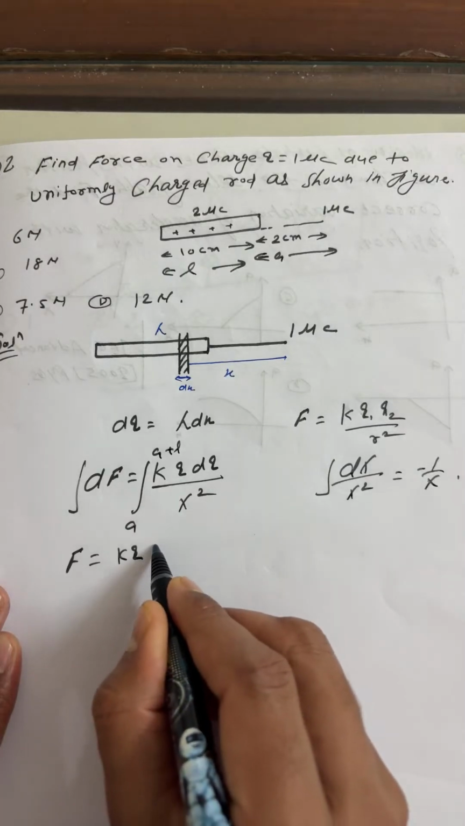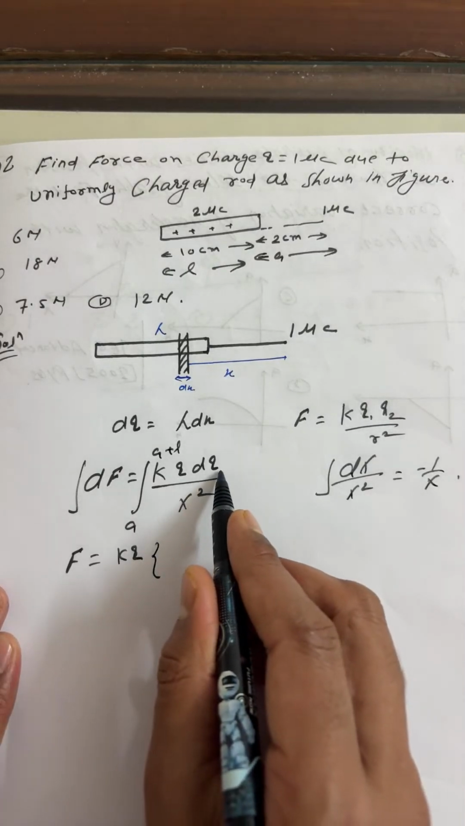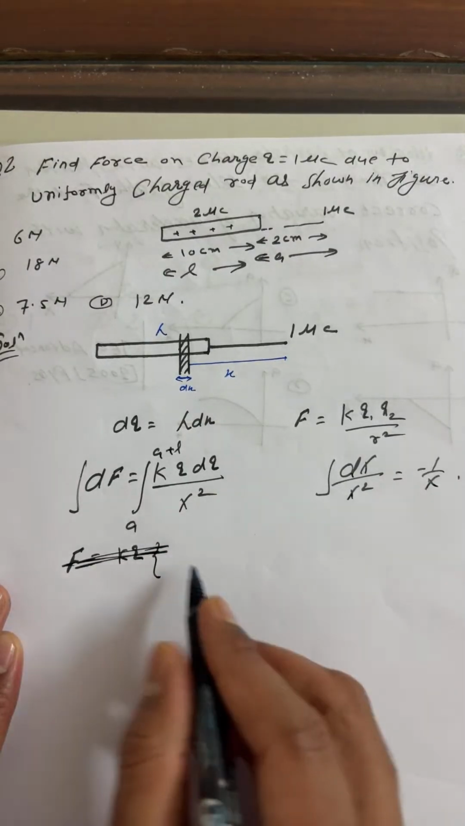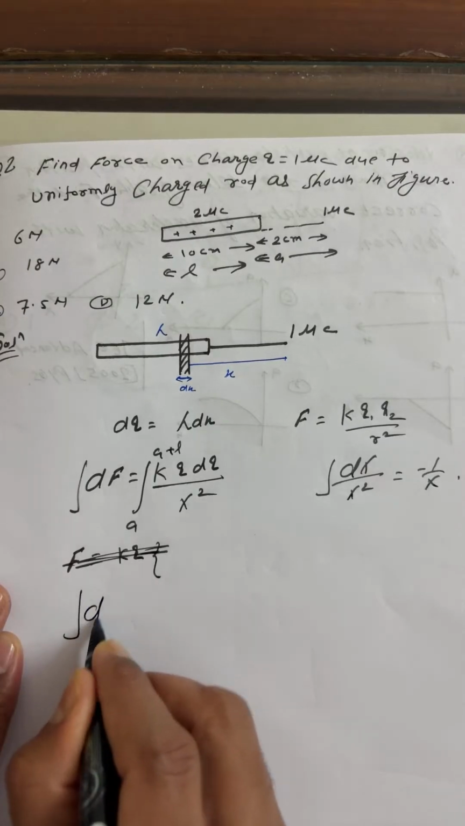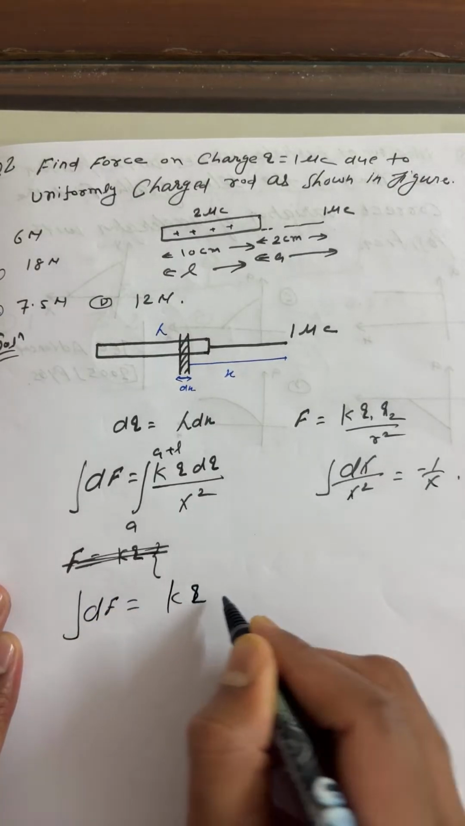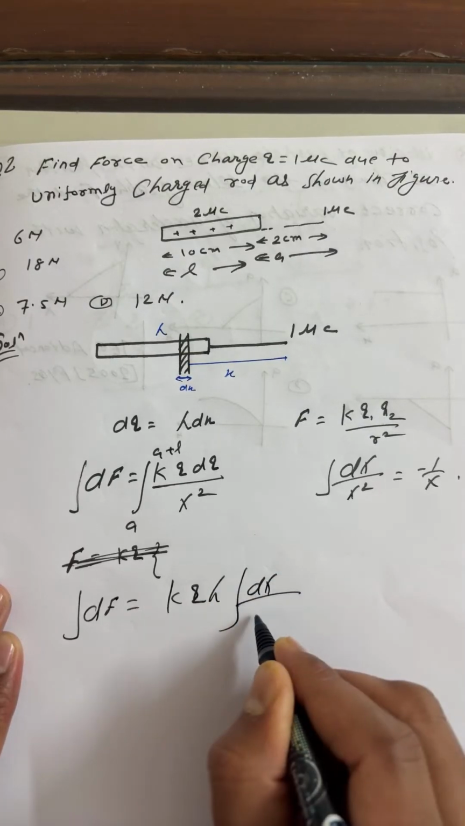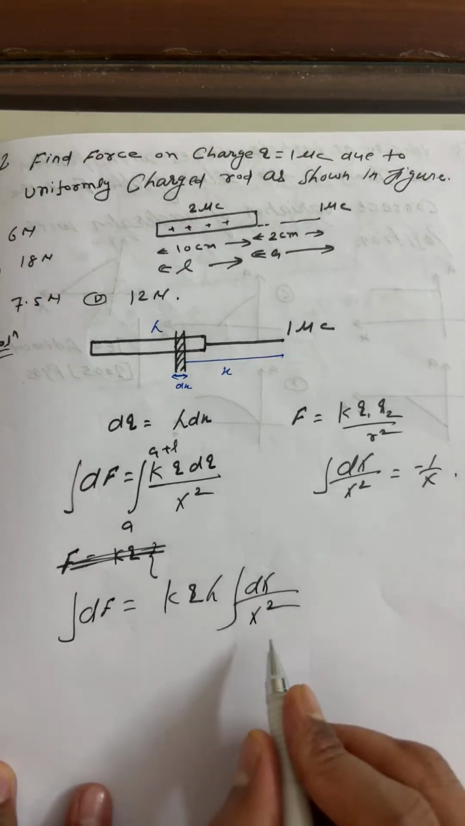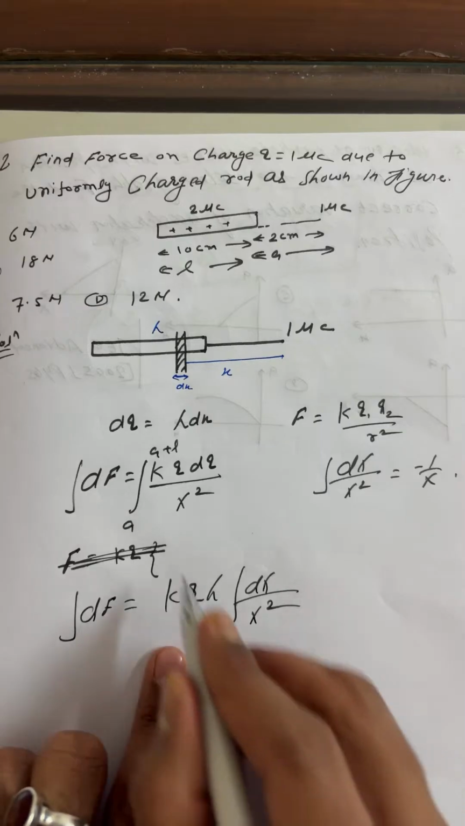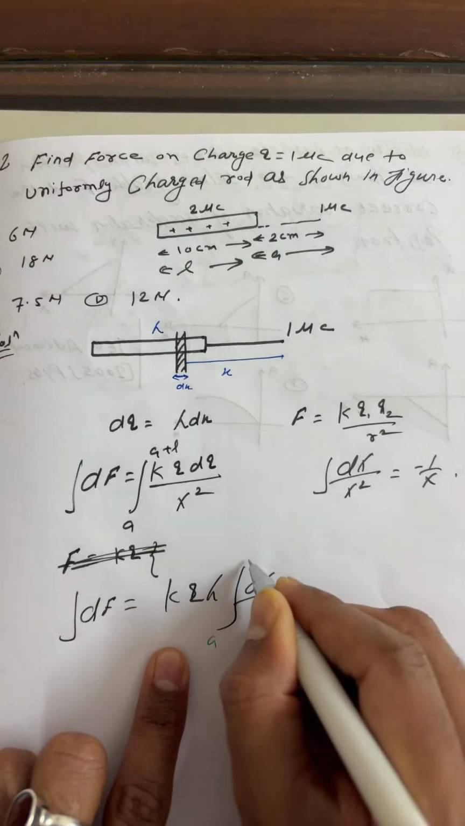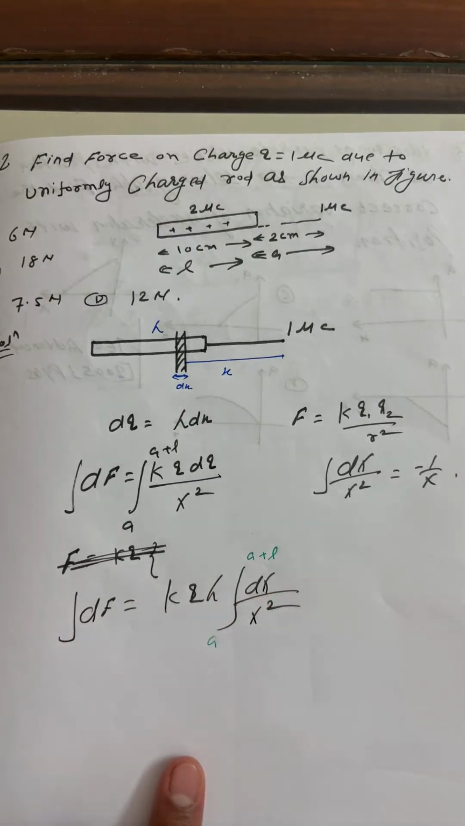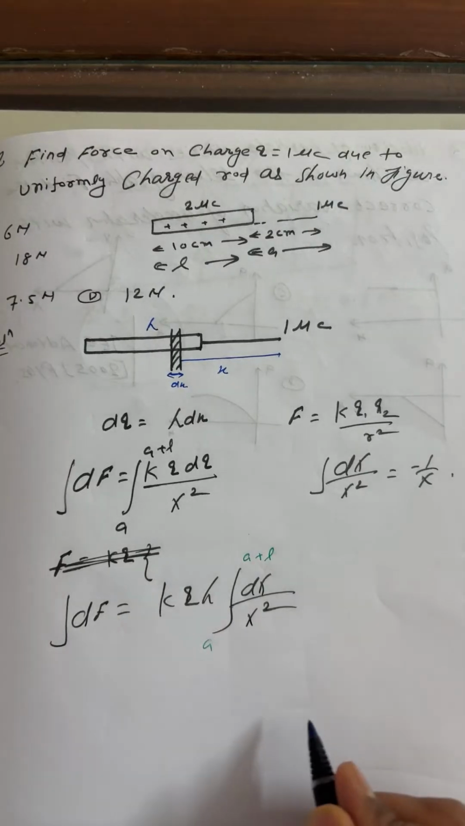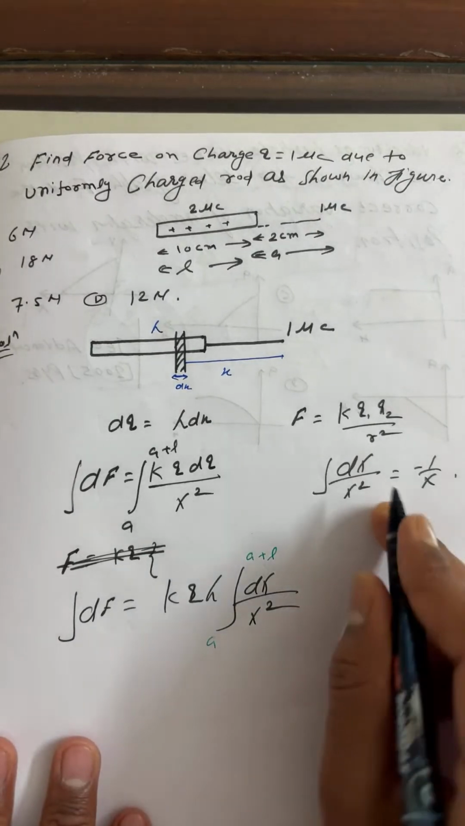So this is K Q, and dq you can replace first here, then you can apply integration. I'll write one more step. So you can see dF is K Q lambda, dx upon x square. Now, beta, apply the limits. The limits remain the same: this is a, and this is a plus l.